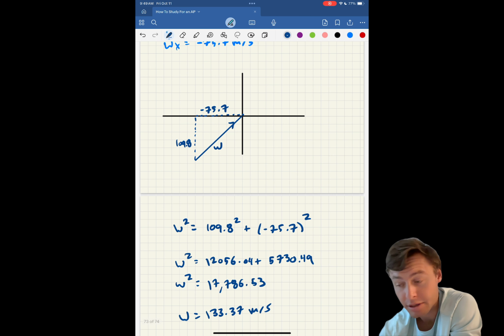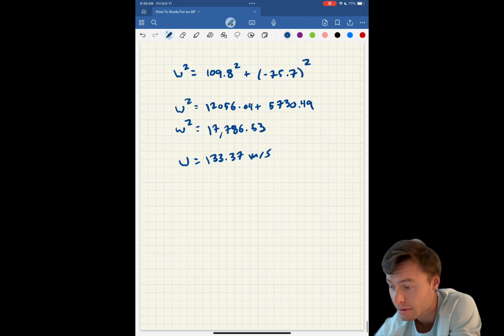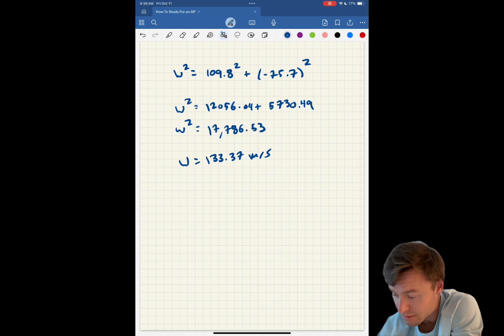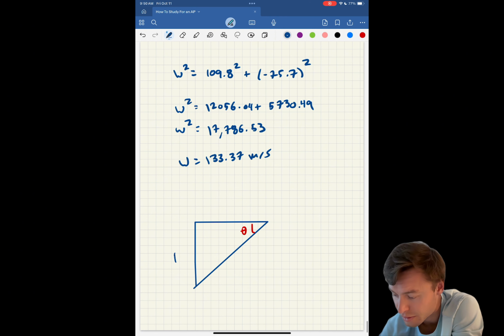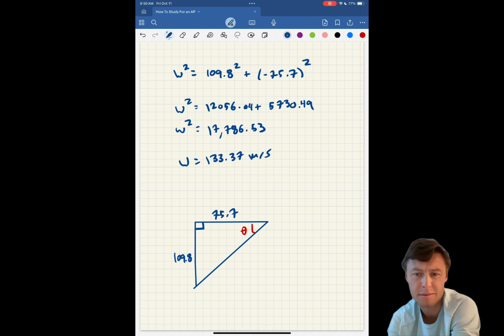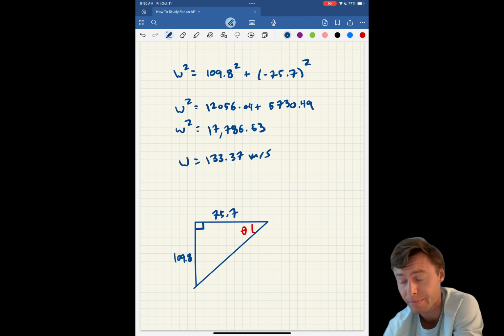Now there is one other thing. We need to figure out what direction this is coming from. So we want to figure out what is this angle right here, theta. Okay, so what I'm going to do is I'm going to redraw this triangle so we can figure that out. Okay, so this angle right here, theta, we know that this side of the triangle is 109.8. This is a right angle. We know this is 75.7. The negative is not important because it's just the length that we're interested in. The negative just tells you the direction that the wind is going, right?